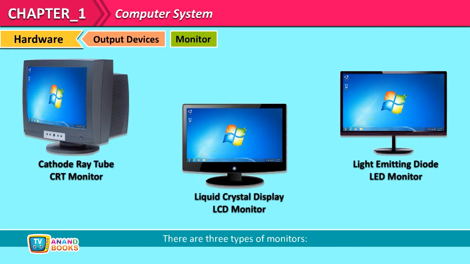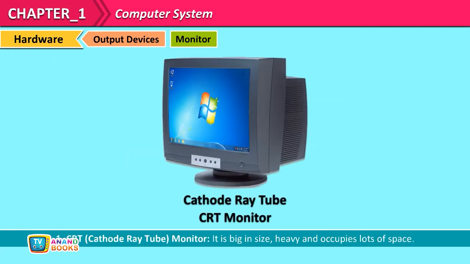There are three types of monitors. First, CRT, cathode ray tube monitor. It is big in size, heavy, and occupies lots of space. This monitor is rarely used these days.